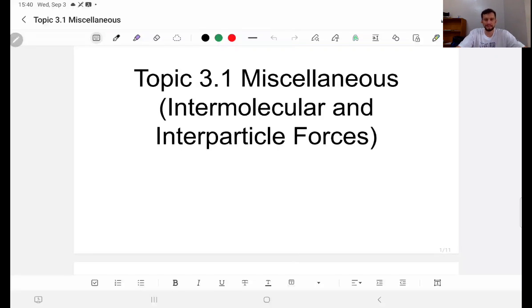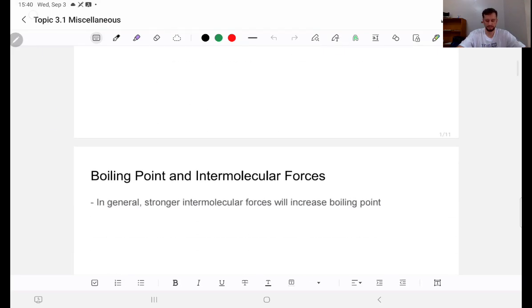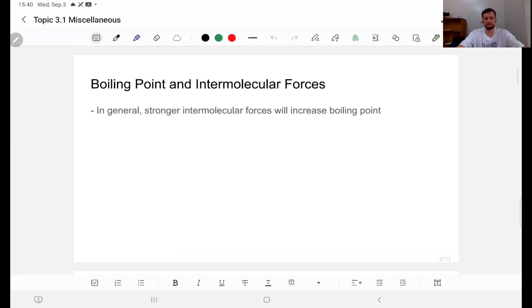Topic 3.1 is on intermolecular and interparticle forces, but here I want to look at a couple things that the book didn't cover or didn't focus on, or just explained slightly differently than the way some of the AP Chem problems might look at it. So that's why I title it Miscellaneous. So boiling point and intermolecular forces.